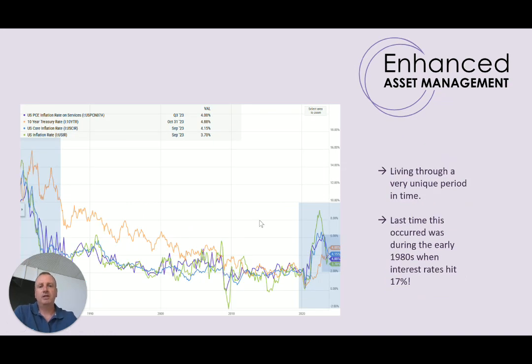Now, if we zoom out a little bit, we can show how unique this period is, and we can also see how the tensions are possibly disrupting the current trend lower in inflation. But we can also see that what we're living through is something that has not happened since the early 1980s, and that's shown on the left-hand side, when inflation and interest rates were north of 15%. So let's hope we don't ever get there again.